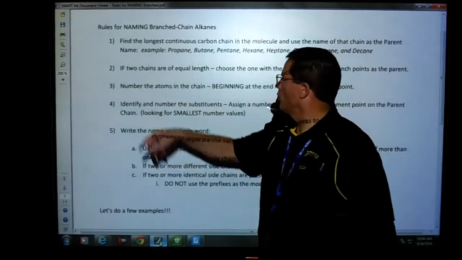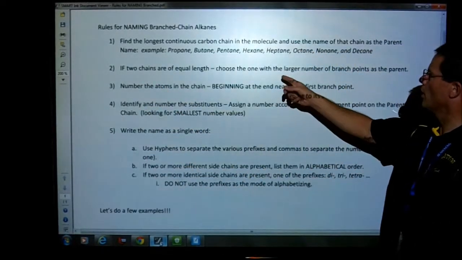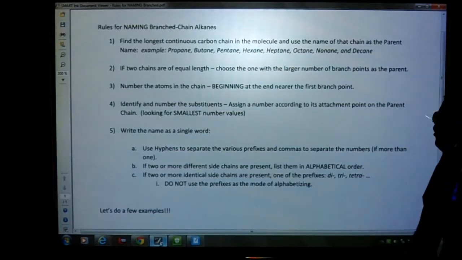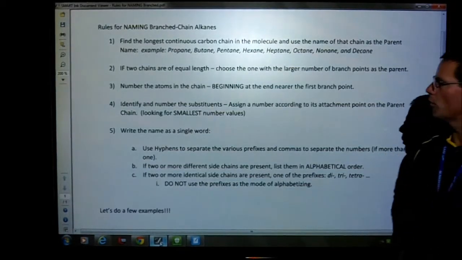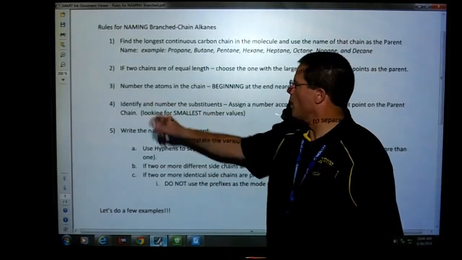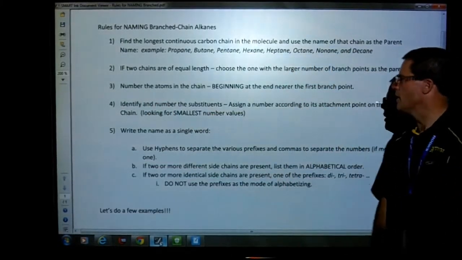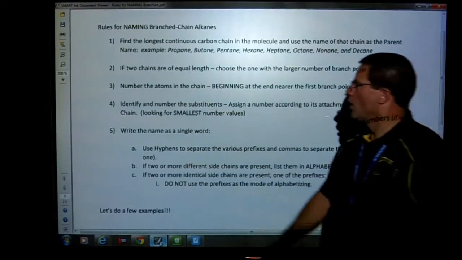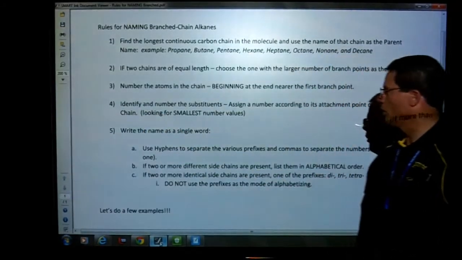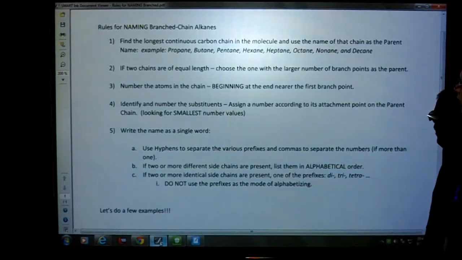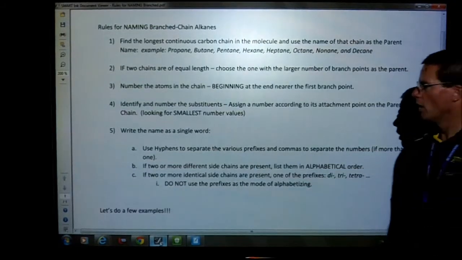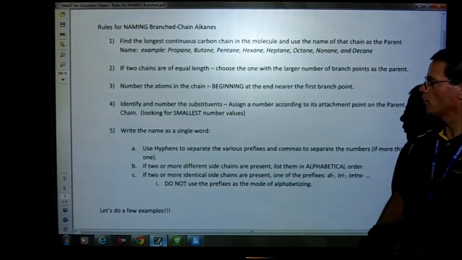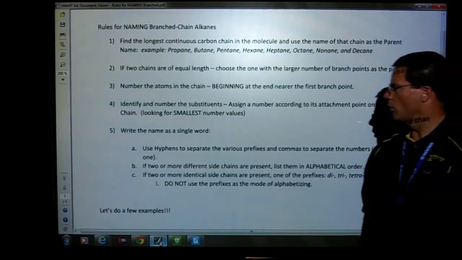Number two, if two chains are of equal length, choose the one with the larger number of branch points as the parent. We'll look at some examples of that in a few minutes. Number three, number the atoms in a chain beginning at the end nearest the first branch point. Again, that'll make sense when we do an example. Number four, identify the substituents. Assign a number according to its attachment point on the parent chain, and what we want is the smallest numbers when doing this. We'll look at some chains shortly.